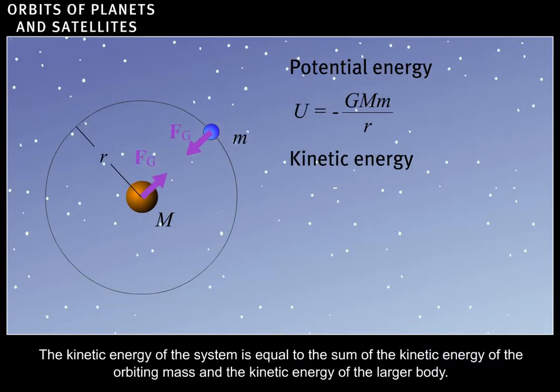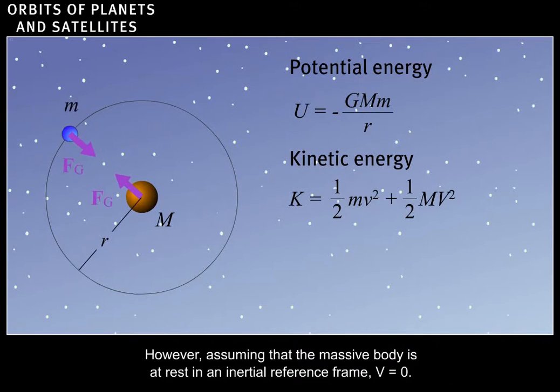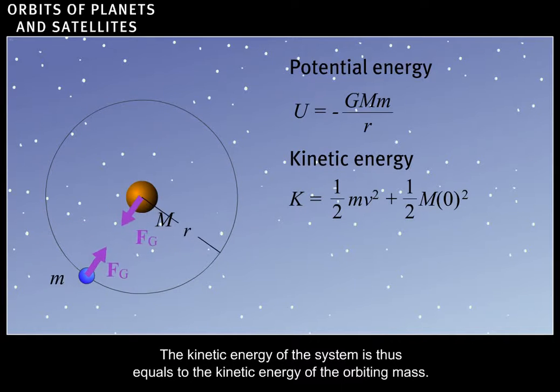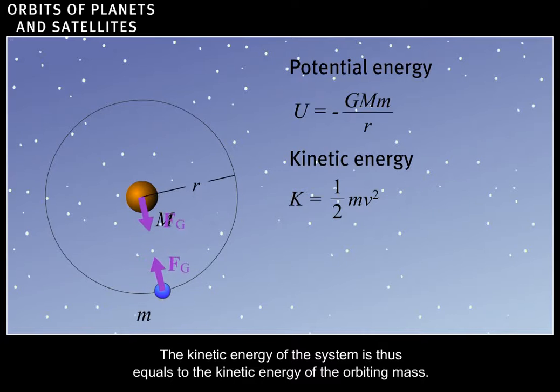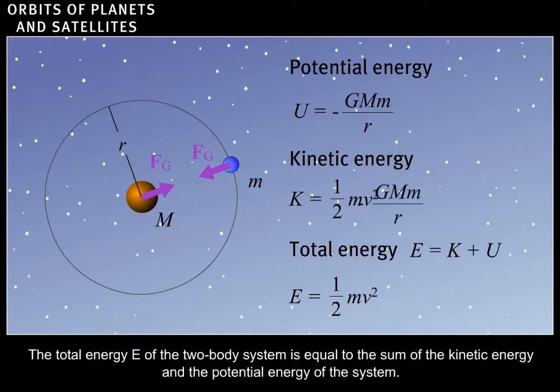The kinetic energy of the system is equal to the sum of the kinetic energy of the orbiting mass and the kinetic energy of the larger body. However, assuming that the massive body is at rest in an inertial reference frame, v equals 0, so the kinetic energy of the system is equal to the kinetic energy of the orbiting mass. The total energy E of the two-body system is equal to the sum of the kinetic energy and the potential energy of the system.